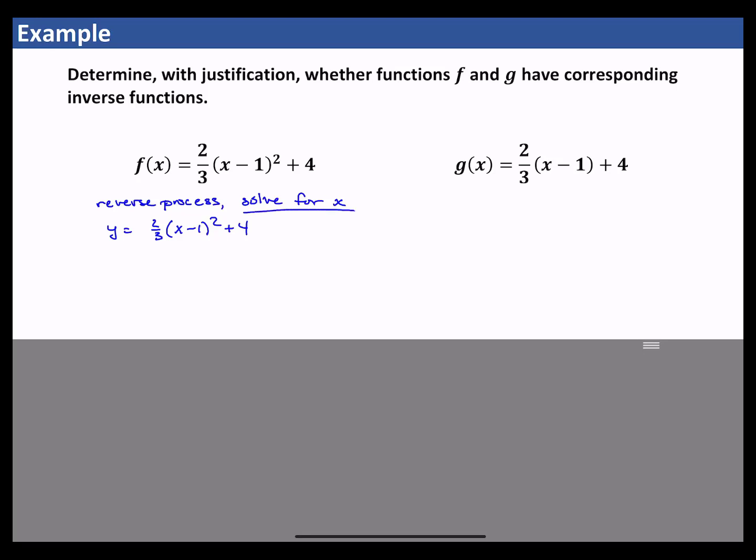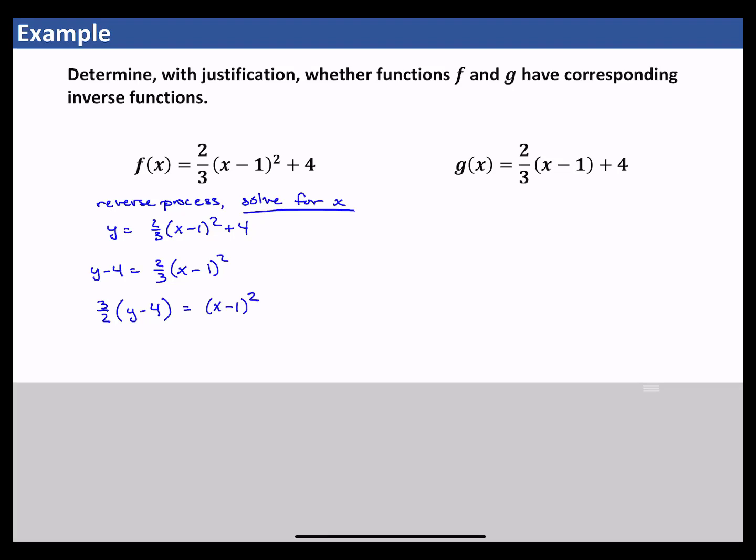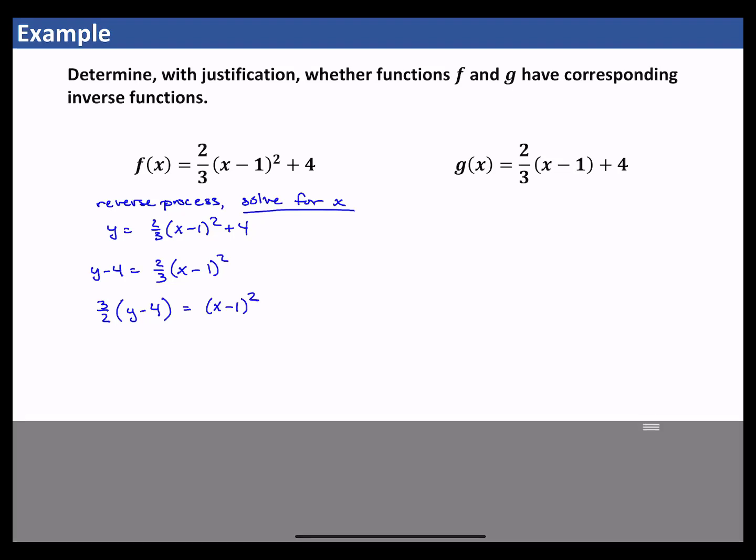So first we'll reverse adding 4 by subtracting 4 on both sides to get y minus 4 equals 2/3 (x minus 1) squared. Then we'll multiply both sides by 3/2 to reverse the 2/3 multiplication. That results in 3/2 times the quantity (y minus 4) equals (x minus 1) squared. Next, we take the square root of both sides.